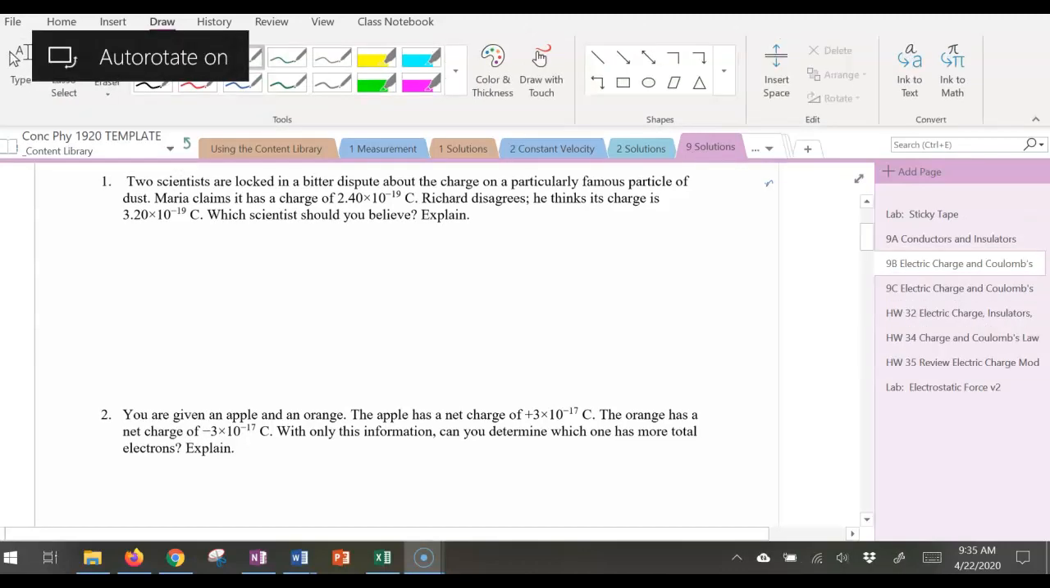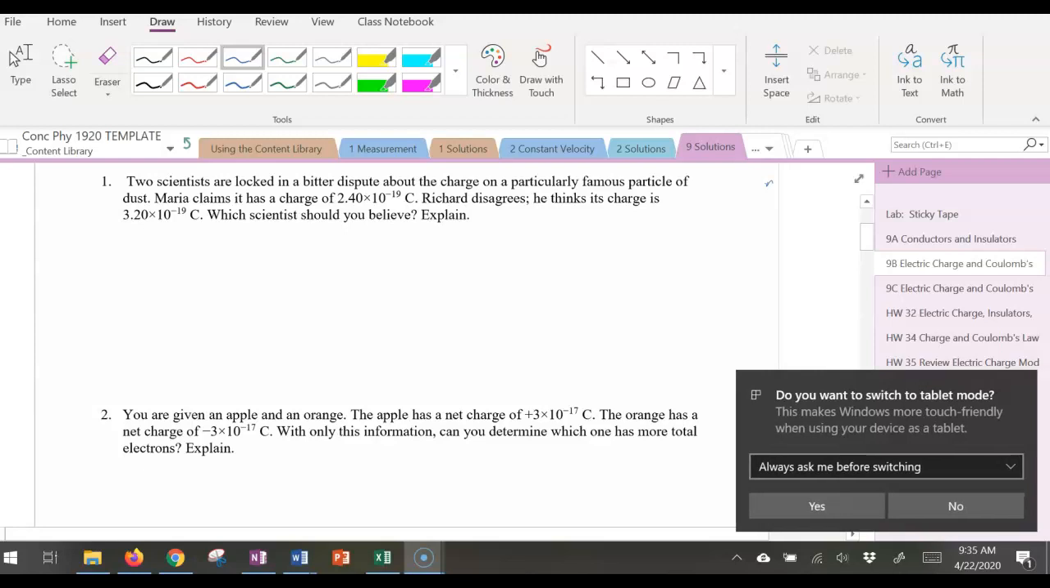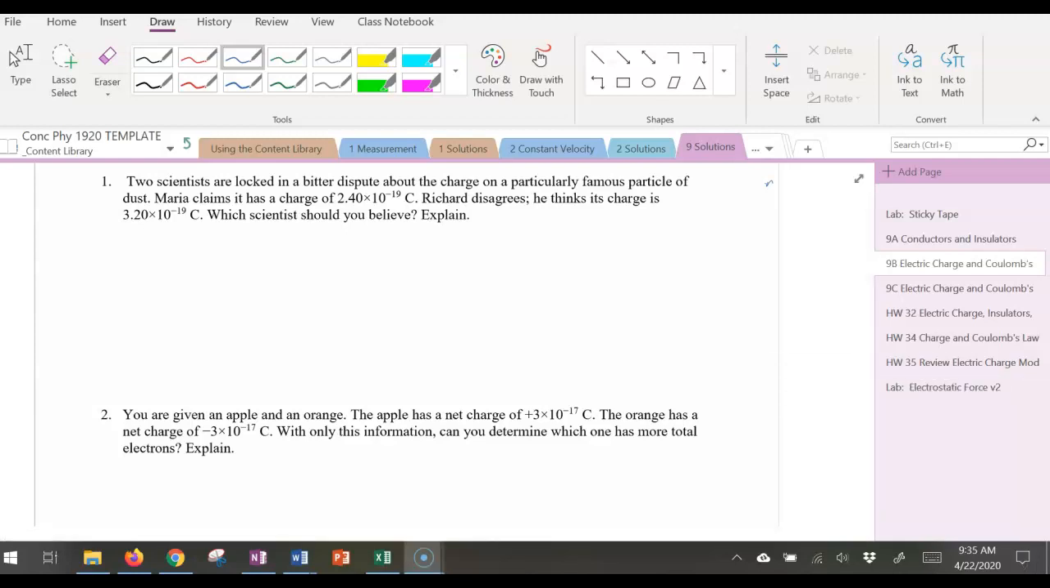This webcast talks about the problems in Worksheet 9b, which deals with electric charge and Coulomb's law. The first problem talks about two scientists who are having a dispute about a piece of dust and what the charge on it is. Maria claims that it has a charge of 2.4 times 10 to the negative 19th coulombs, and Richard disagrees. He thinks the charge is 3.2 times 10 to the negative 19th coulombs. And so we need to decide who to believe.